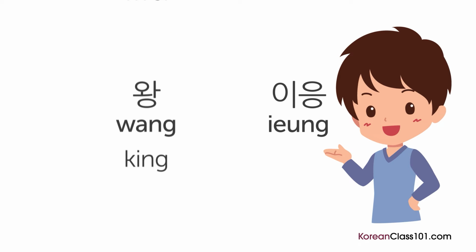The last example has iung in two places, one at the beginning and the other at the end. That word is 왕, which means king. In this case, you don't pronounce the iung at the beginning of the word. Only say the wa and pronounce the iung at the end of the word as ng. So all you need to remember is that if the iung is at the beginning of the word, it has no sound. And if it is at the end of the word, it has an ng sound.